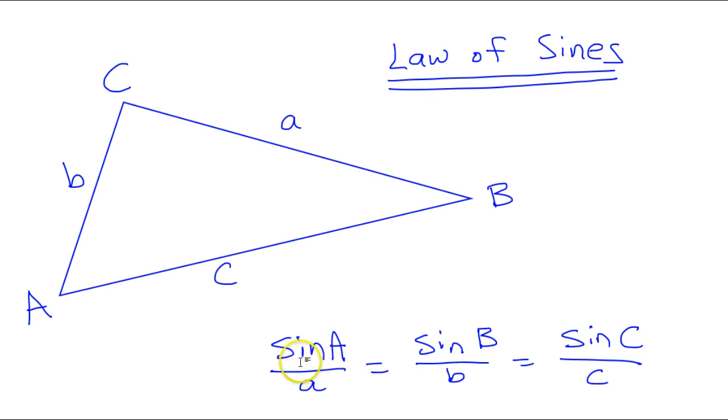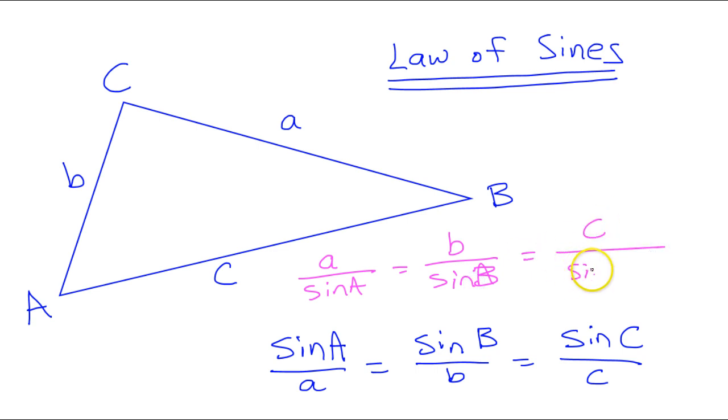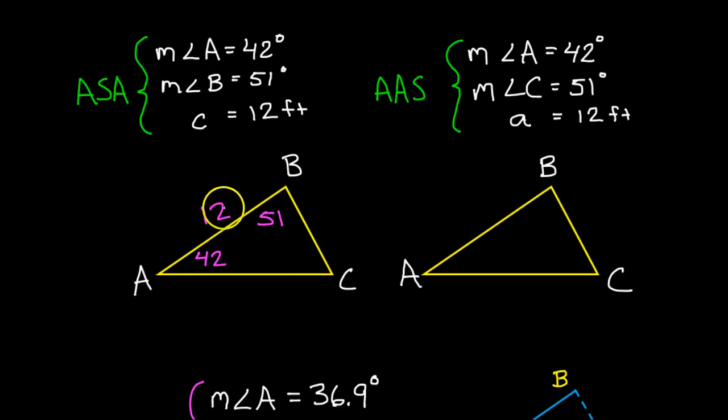The sine of an angle over the opposite side will equal the sine of another angle over its opposite side, which will equal the sine of another angle over its opposite side. These ratios are all equal. Sometimes you'll see these written in the reciprocal way, like a over sine A is equal to side b over the sine of angle B, which is equal to side c over the sine of angle C. This is the same thing. So again, we could use the law of sines to solve this because this is the only way that this triangle could look.